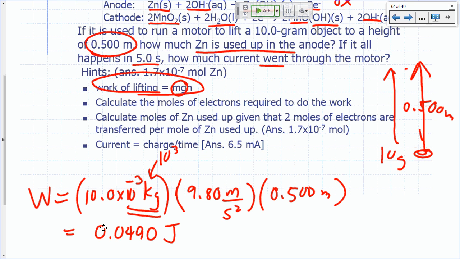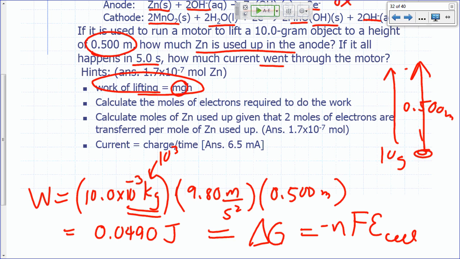And what is this work going to be equal to? That's going to be your delta G. So that's equal to moles of electrons transferred, so that's the charge transferred, times the Faraday times the cell potential, minus nFE. So we can solve for moles of electrons transferred.